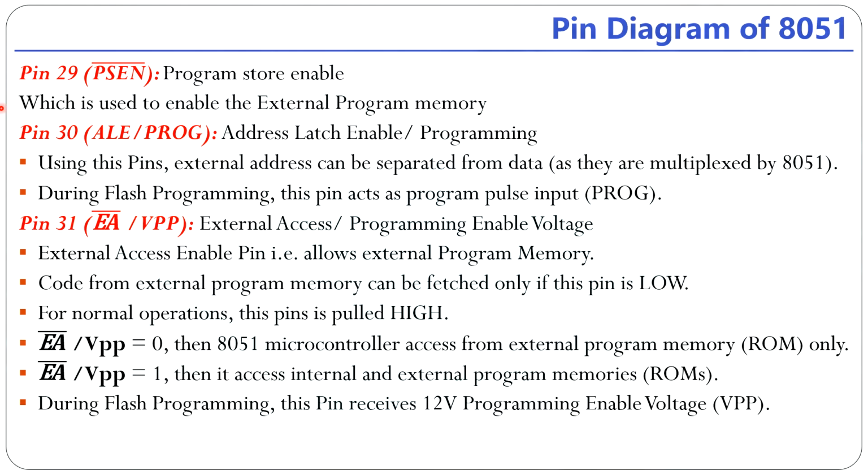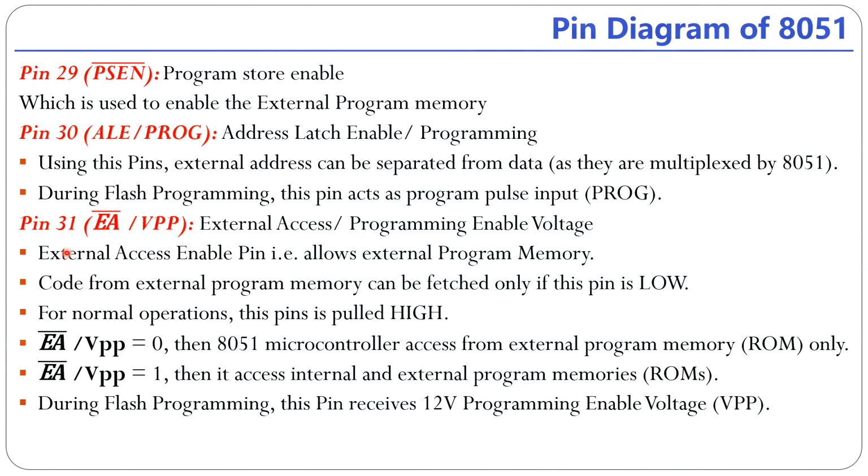Now we come to pin number 29, right? This pin is connected with the program store enable, PSEN, which is used to enable the external program memory. Pin number 30, that is ALE/PROG, address latch enable. So this is the programming thing. Using this pin, external address can be separated from data as they are multiplexed by the 8051 microcontroller. During flash programming, this pin acts as program pulse input. This is the PROG connected here, this one.